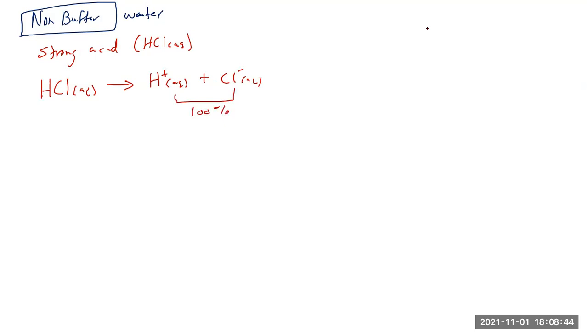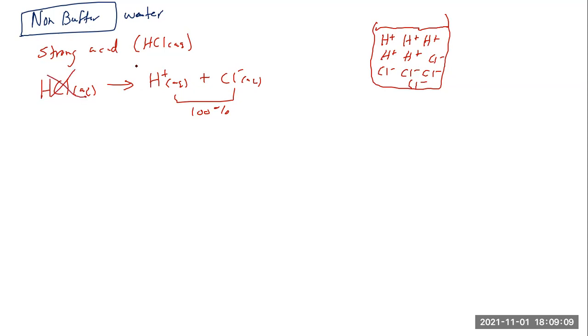So what does that mean if we were to look at our little beaker here? If we tossed our HCl into this solution, we basically will have H plus, H plus, H plus, H plus, H plus. We'll have some Cl minuses. Again, none of the HCl will still be there. It's all a one-way street. That's pretty much what we have.